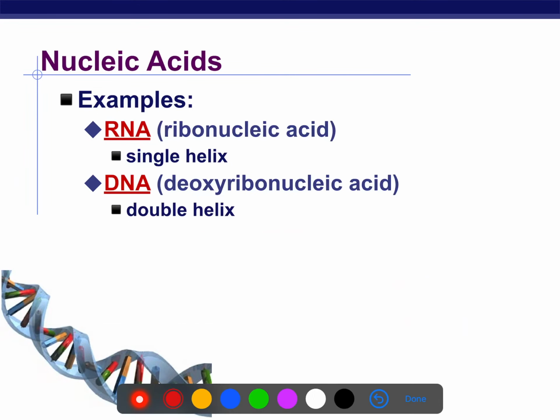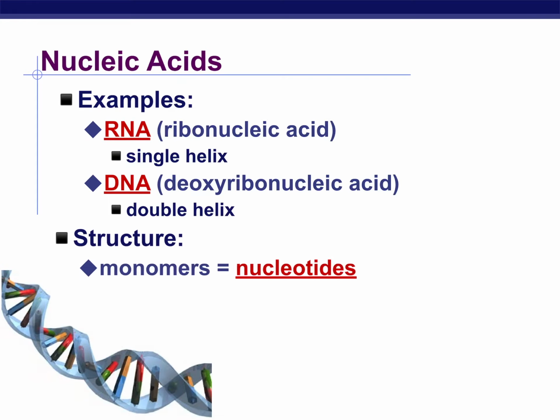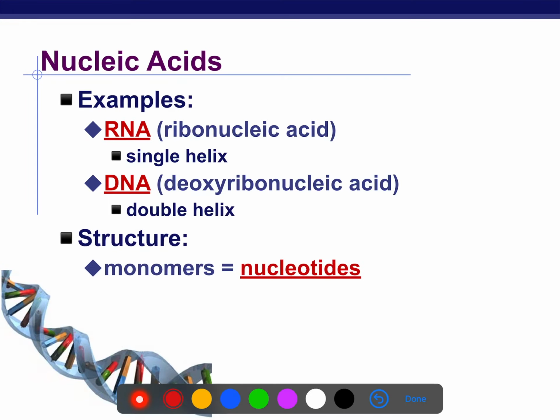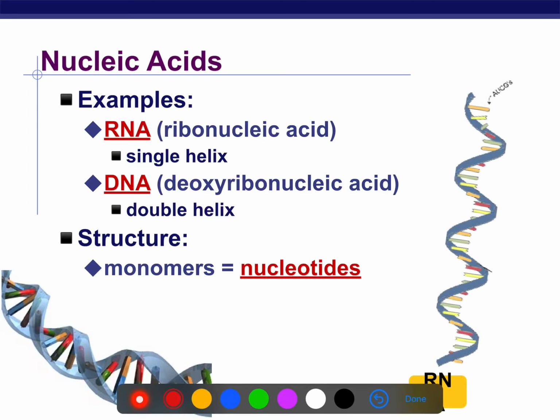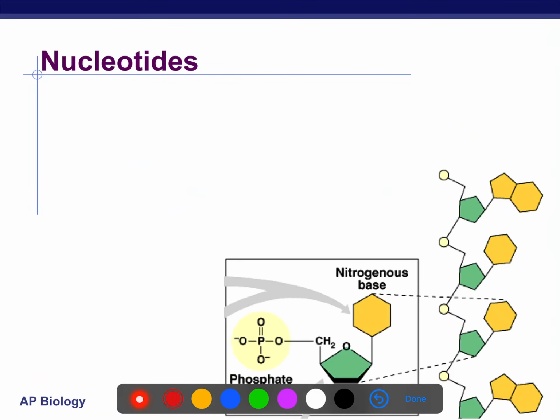And so nucleic acids, we have two different types. We have RNA and DNA. RNA is ribonucleic acid, and it's made of just one helix, and then DNA is deoxyribonucleic acid, and it has a double helix. And so the polymer is going to be nucleic acid, but the monomer is a nucleotide.